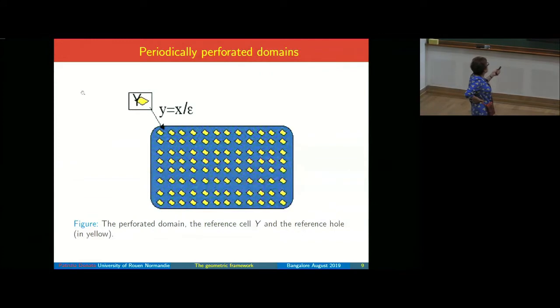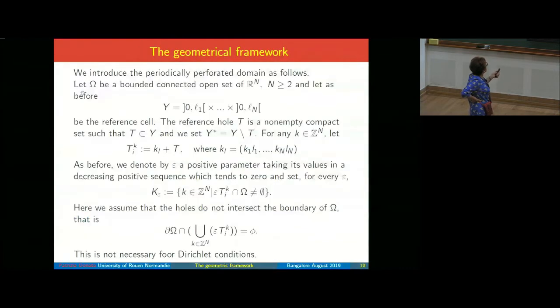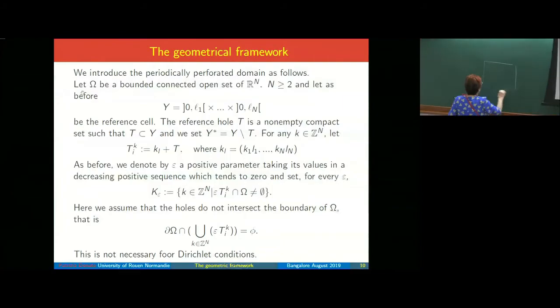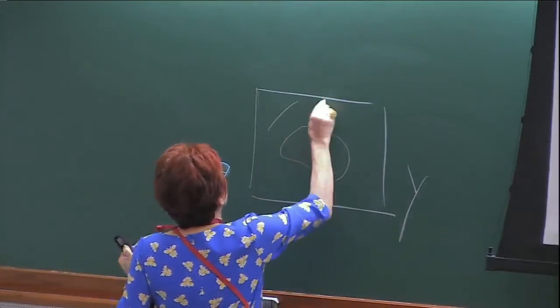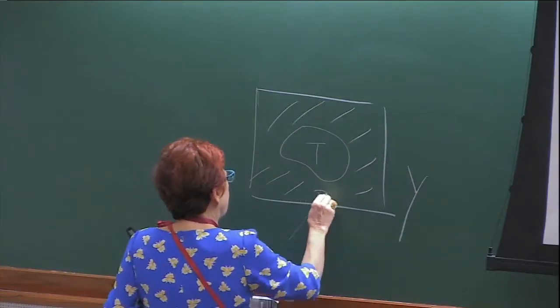So we do the same change of scale as before, and we have the reference cell again. This time we are interested in this set, which is Y star equal to Y minus T. Probably the hole will sometimes be called T, sometimes S, I am realizing now, so I am sorry for that, but for the moment it's T. So our reference situation now is this is Y, this is our T, and this part is Y star.